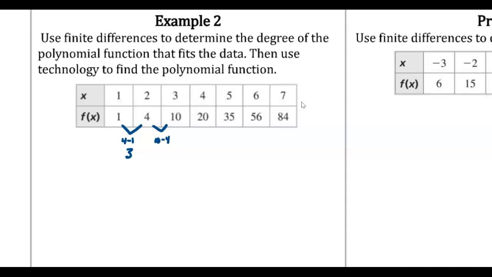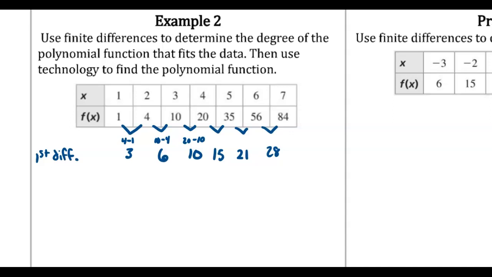Then you do 10 minus 4, you get 6. You always do the right number minus the number just before it. So 20 minus 10 is 10, and so on. 35 minus 20 is 15. 56 minus 35 is 21. 84 minus 56 is 28. That's the first differences right there. They are not all the same, and so therefore it is not linear. So you have to then do the second differences.